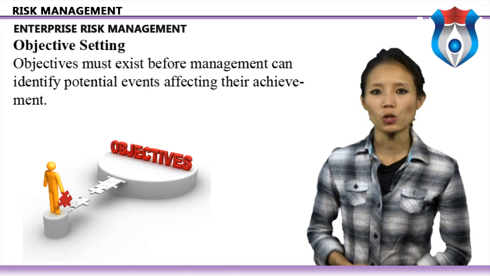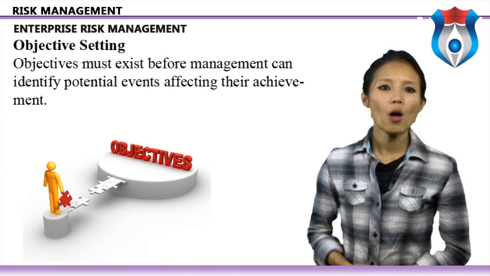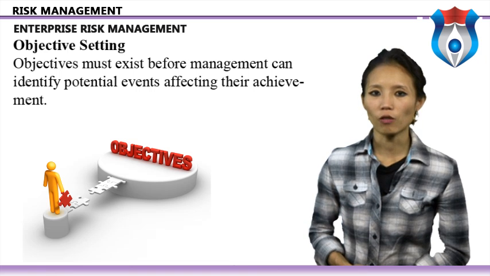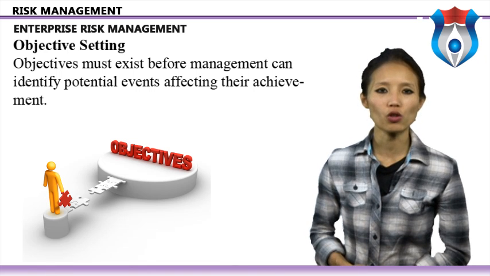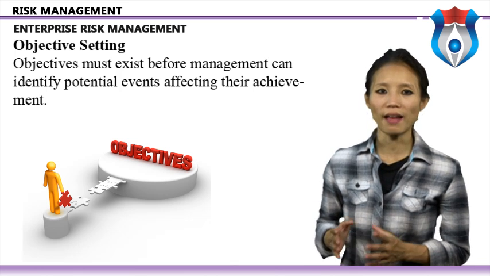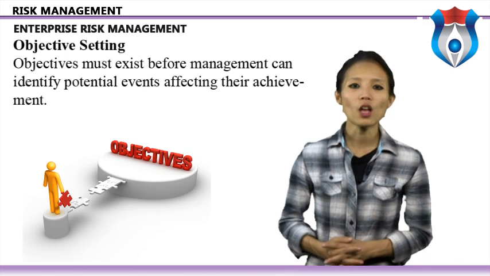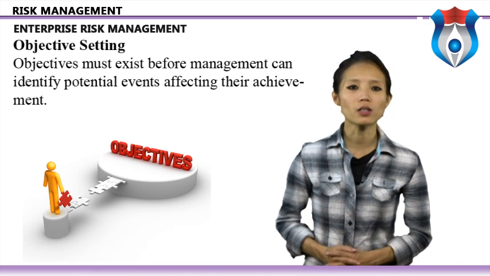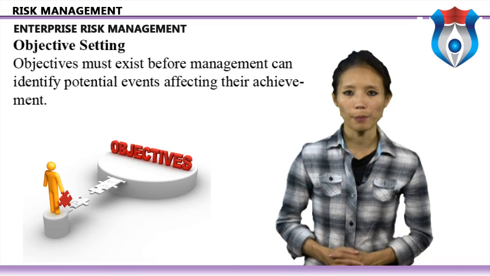Objectives must exist before management can identify potential events affecting their achievement. Enterprise risk management ensures that management has in place a process to set objectives and that the chosen objectives support and align with the entity's mission and are consistent with its risk appetite.